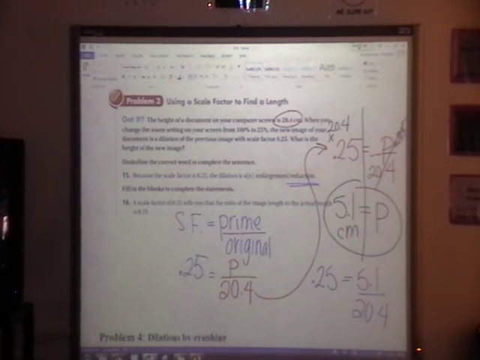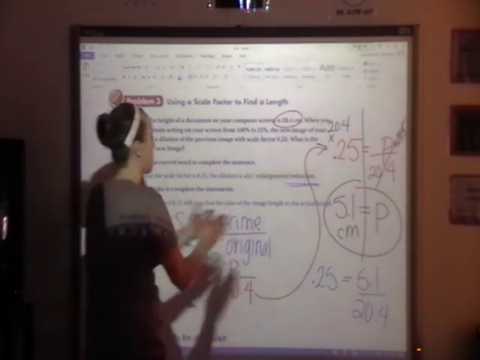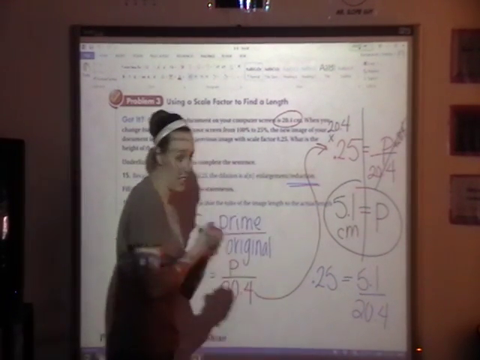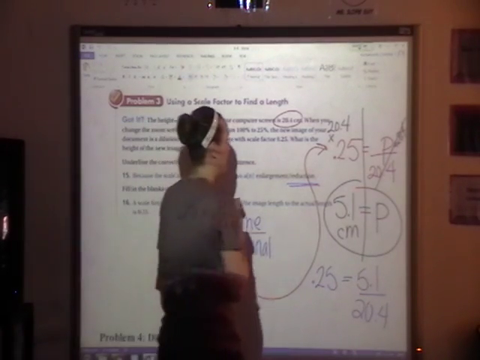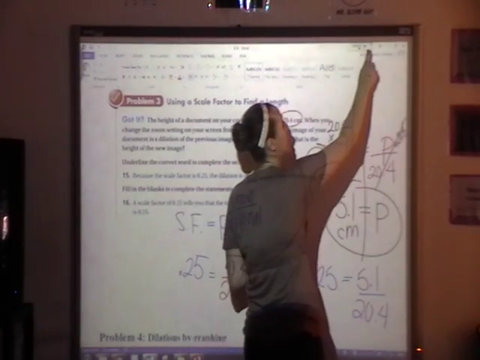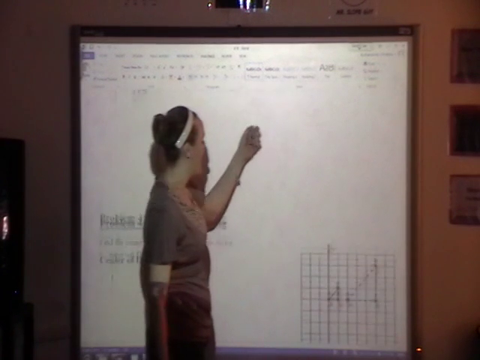It just reiterates it. If you plug 5.1 over 20.4 into the calculator, do you get 0.25? Okay. Yes, you do, because that would be really awkward if you didn't.